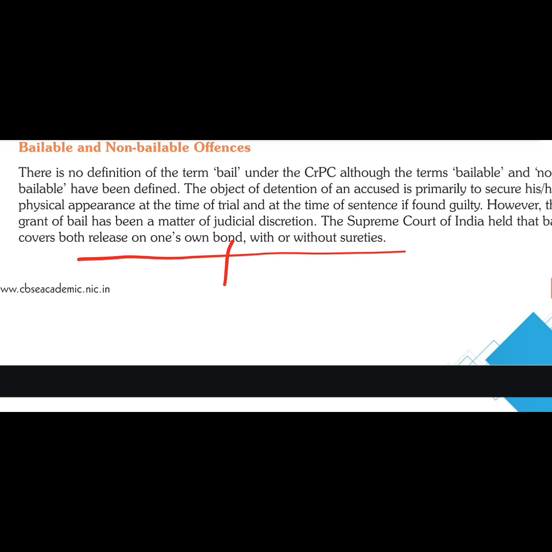Okay, but this bond means that वो अपनी गारंटी खुद ले रहा है कि अगर मैं इस पीरियड के बाद नहीं प्रेजेंट हुआ, मैंने सरेंडर नहीं किया, तो I will be liable to pay this much amount, or you can attach my property worth this. So on his own bond, on his own guarantee.